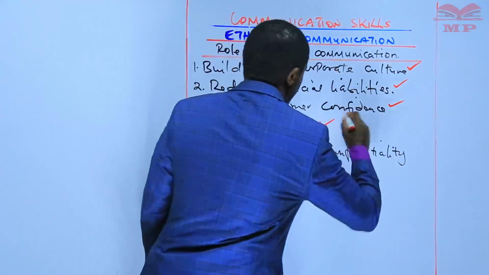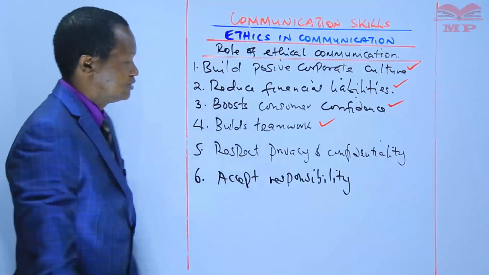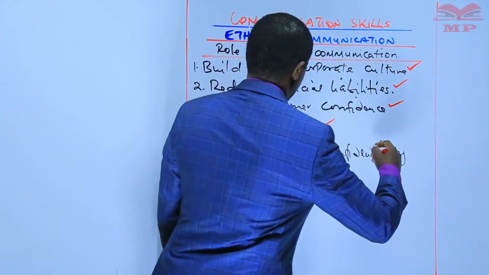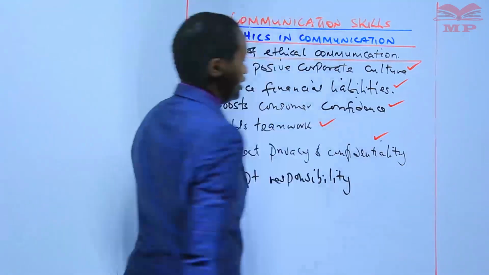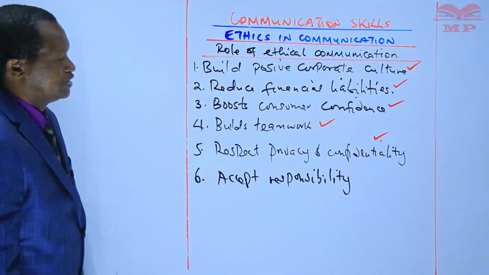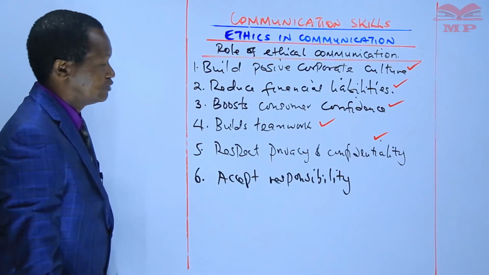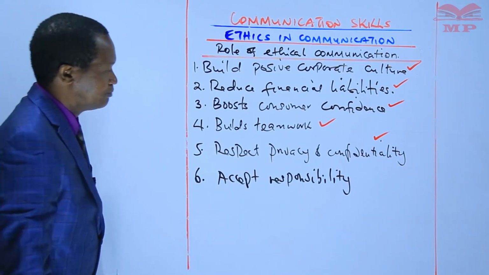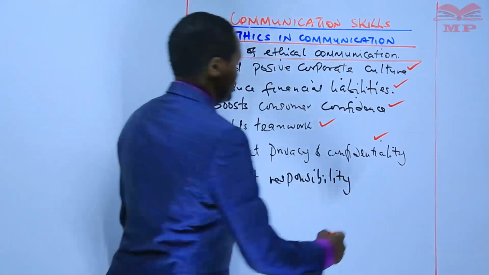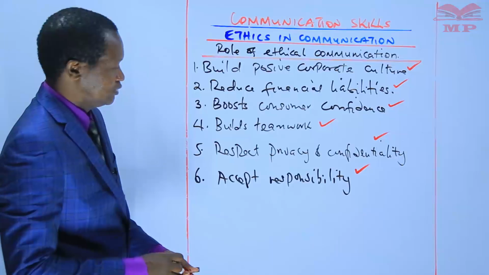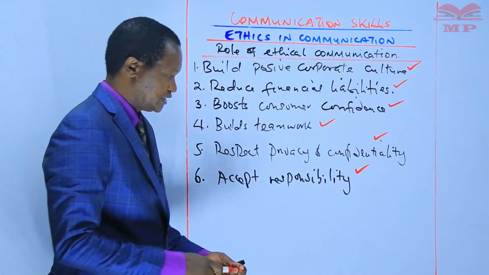It may also help build teamwork. Number 5, can help respect privacy and confidentiality, especially the confidentiality of information that clients give to the company. Then lastly is accepting responsibility. That will mark the end of our today's lesson.